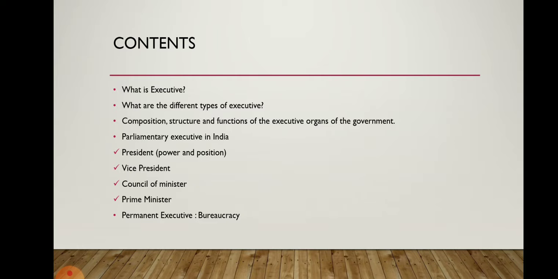What is executive? What are the different types of executives? Then we are going to understand the composition, structure, and functions performed by the executives. As in India we have a parliamentary system, so we are going to understand about the parliamentary system in India. There are basically two types of executives in India. They are permanent and political executive. When we talk about political executives, we have president, vice president, prime minister, and council of ministers. And lastly, we are going to talk about permanent executives. They are the bureaucrats.